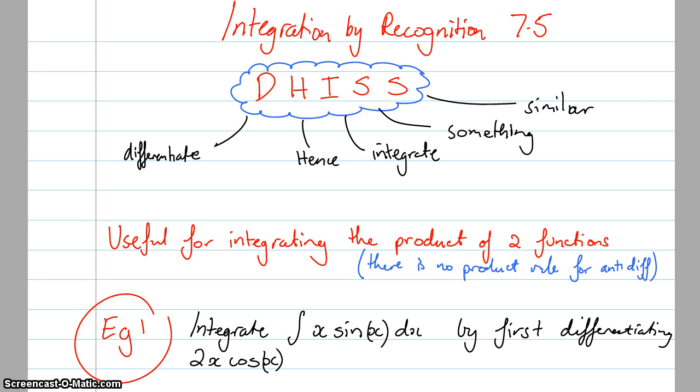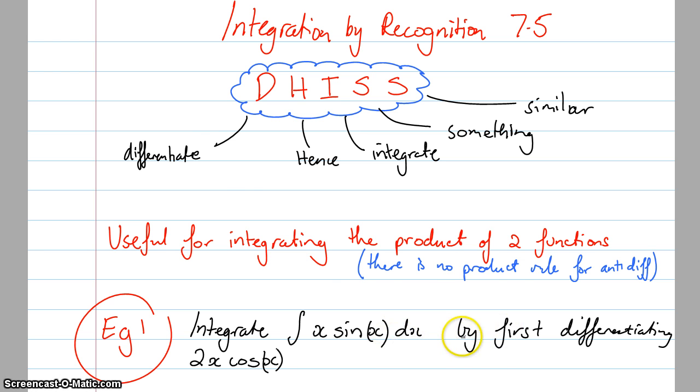Okay, so for example, if I'm asked to integrate this here, I've got x multiplied by sine x dx. I actually don't know how to do that, okay? But what I can do is I can differentiate something similar to that, and then kind of work it out through magic or something else. So let's have a go.